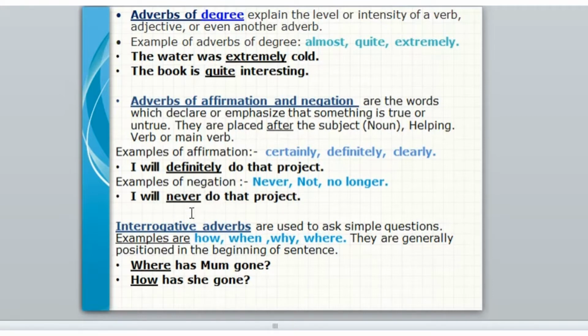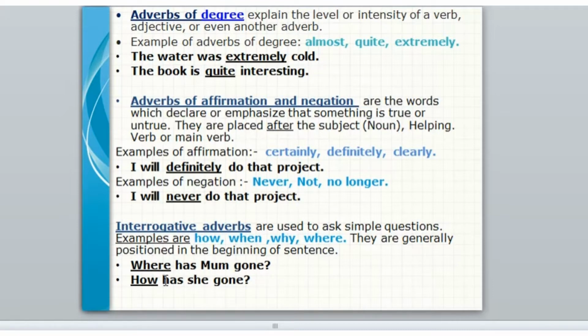Okay. Next, interrogative adverbs. Interrogative adverbs are used to ask simple questions. Examples are how, when, why, where. They are generally positioned in the beginning of the sentence. When you want to ask a question from someone, our preference is to place them at the very start. Okay. Where has mom gone?